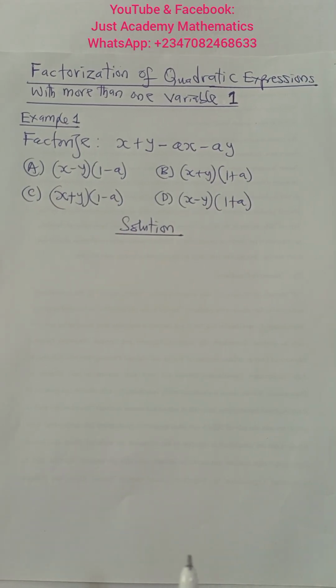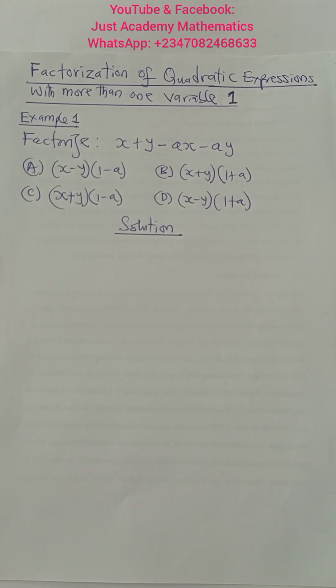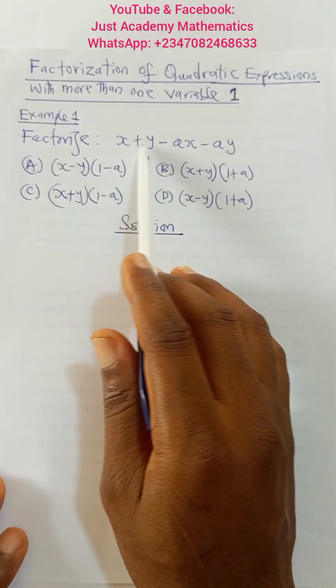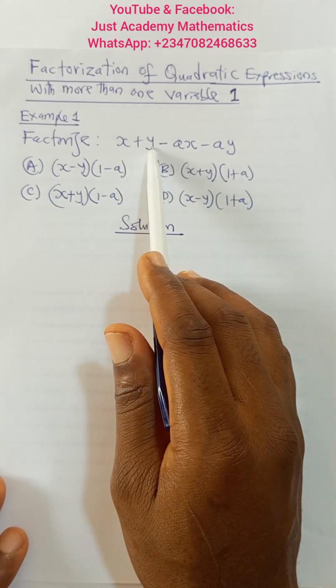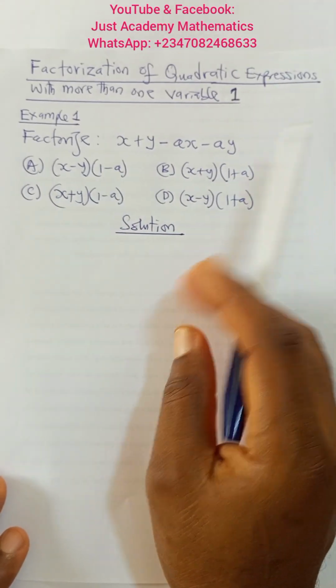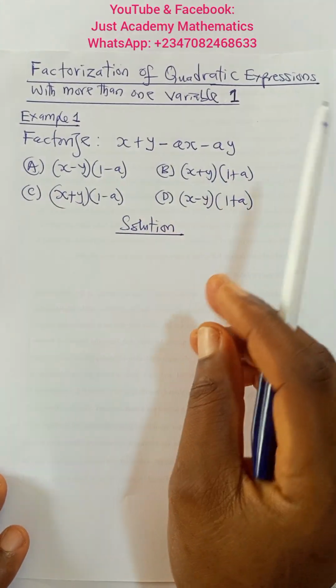Now, this type of factorization is quite simple, but not all of them. Some are complex, but I'm going to show you all that you need to know. So when you have this type of factorization involving more than one variable, if you look, this is variable x, this is y, this is a. So you have different variables. It's not like the one we did before where it's just one variable.